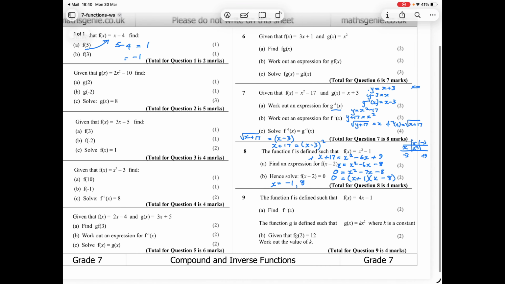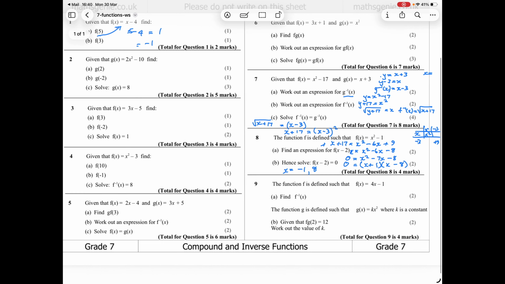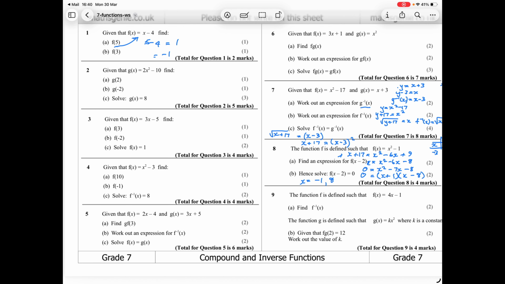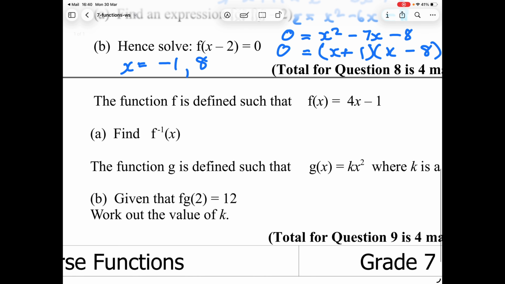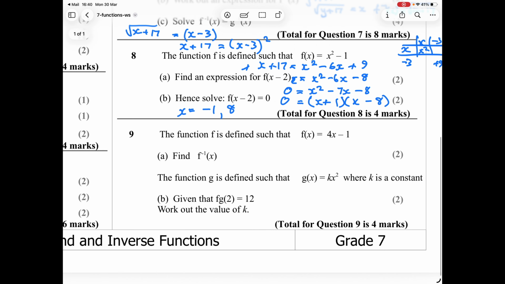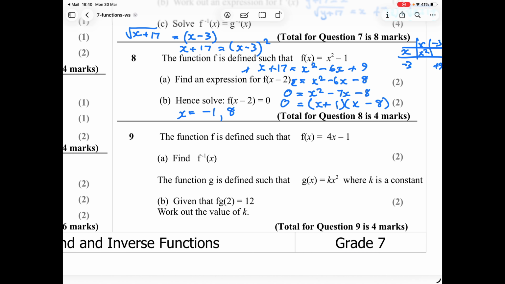So now we've done how to do inverse. Let's see if we can find something that looks at composite. So we're going to use this one. It says this function here is f of x equals 4x minus 1. So find the inverse. So that would be y equals 4x minus 1, y plus 1 equals 4x, and y plus 1 over 4 equals x. So that means that f to the minus 1 of x equals x plus 1 over 4.